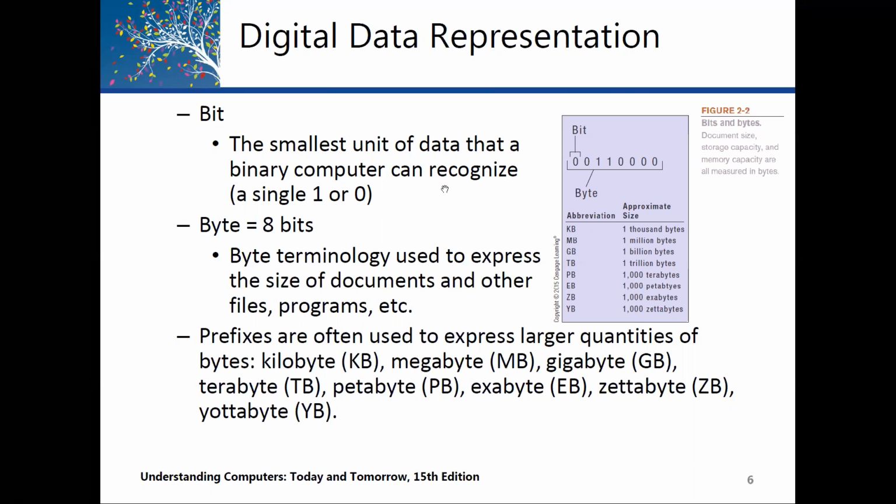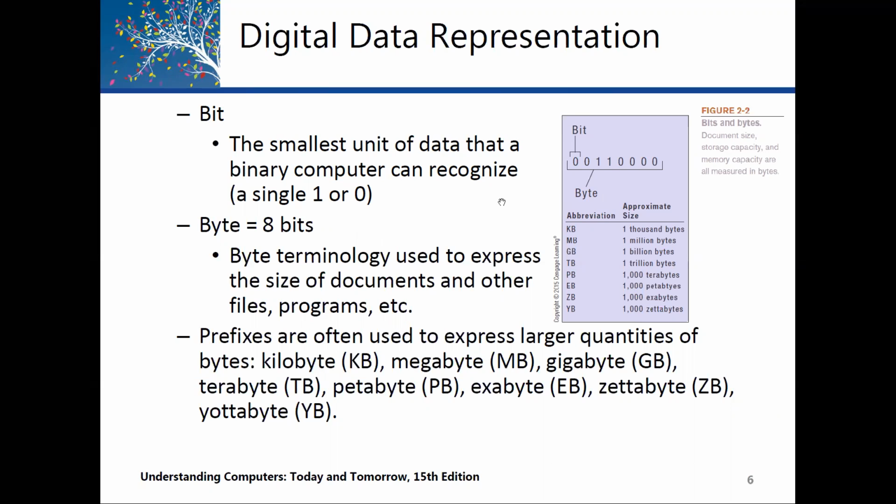If you can see the stream of zeros and ones here, this 1 is one bit, another 0 is another bit, 1 is another bit, another 1 is another bit, right? So each 0 or 1 is considered a binary digit, or in short a binary bit. One more important thing: the bit is the smallest unit that a binary computer can recognize, or it can store, right?